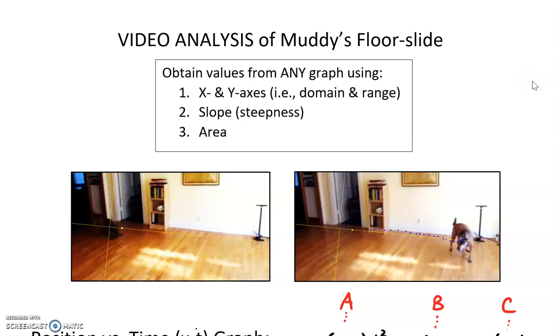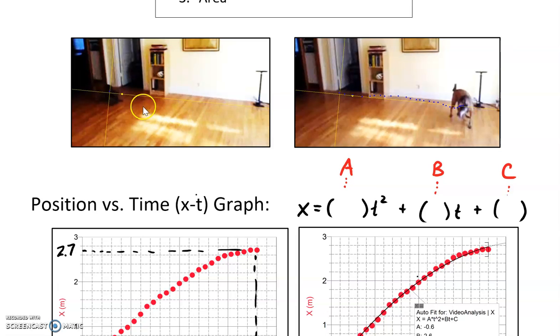This video is going to take the graphs obtained from video analysis of a dog sliding across the floor and slowing down, and talk you through how to interpret those graphs and obtain variable information from them. So I have a picture of this. I can show it to you so you can see what the video is.